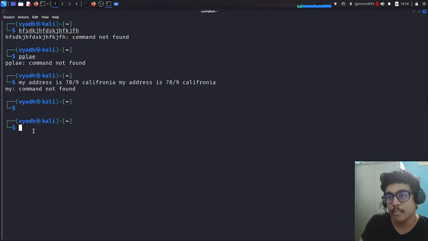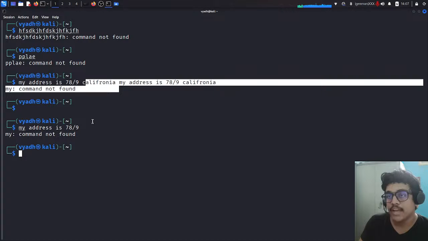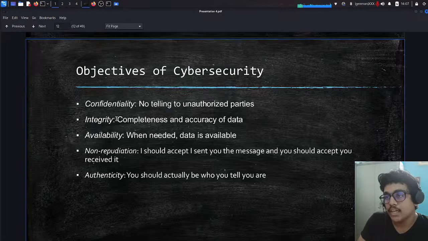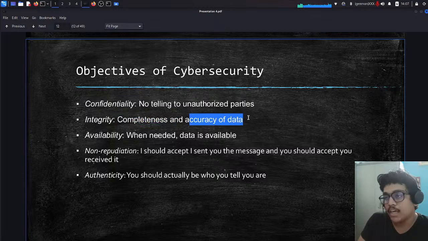But if my piece of information is altered and it reaches the other person like this, my address is 78 oblique 9, but 78 oblique 9 is a very common house number. It can be present in California, in India, in Nepal, or any other country all over the world. So this is called integrity, that the data should be complete and accurate to the person we are sending it to.